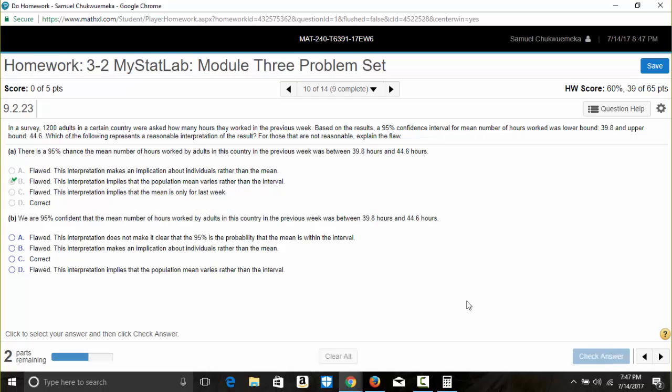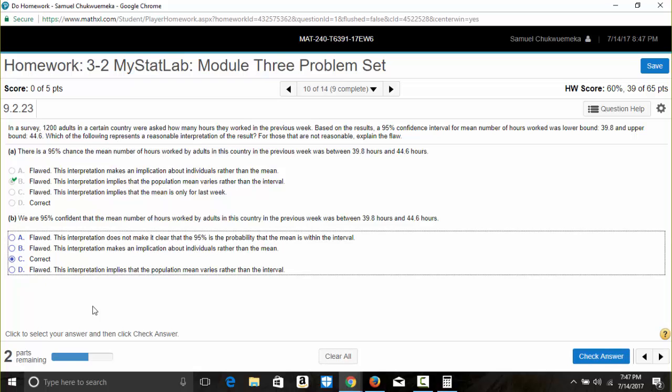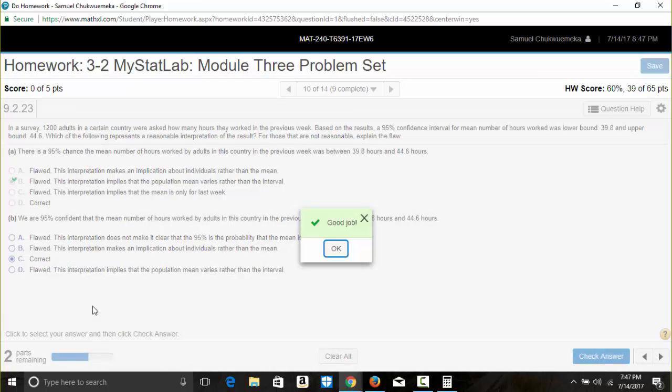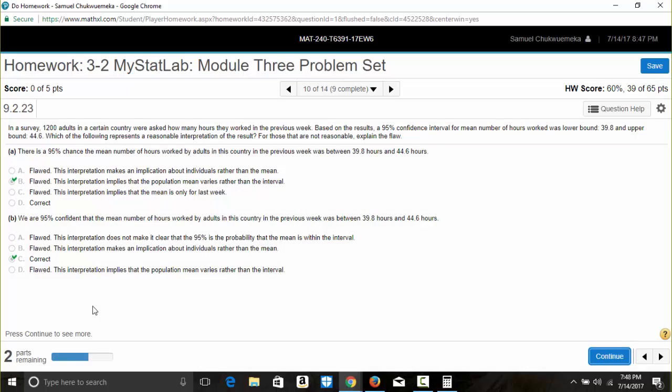Next one. We are 95% confident that the mean number of hours worked by adults in this country in the previous week was between 39.8 and 44.6 hours. Okay, based on the previous week. This was actually what I was looking for. Yes, this is correct. That's right. You're 95% confident that the mean number of hours worked by adults in that country in that previous week is between 39.8 hours and 44.6 hours.